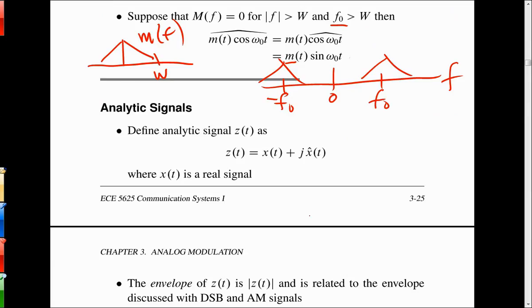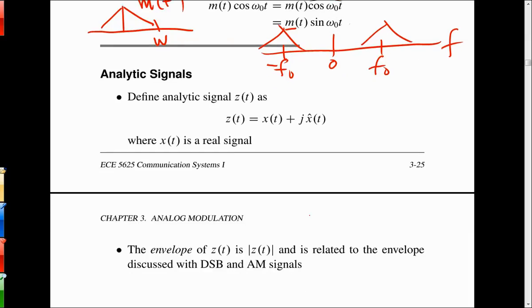Okay, sort of a sideline topic, and this is more applicable to modern day DSP type ideas, is something called an analytic signal, and then we get into what's called the envelope of the signal. So an analytic signal is formed by taking a real signal, x of t, and adding to it j times the Hilbert transform of the signal.